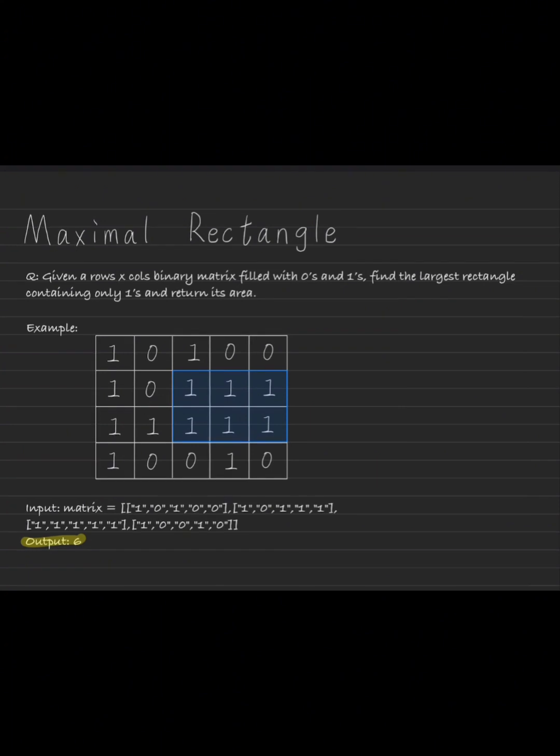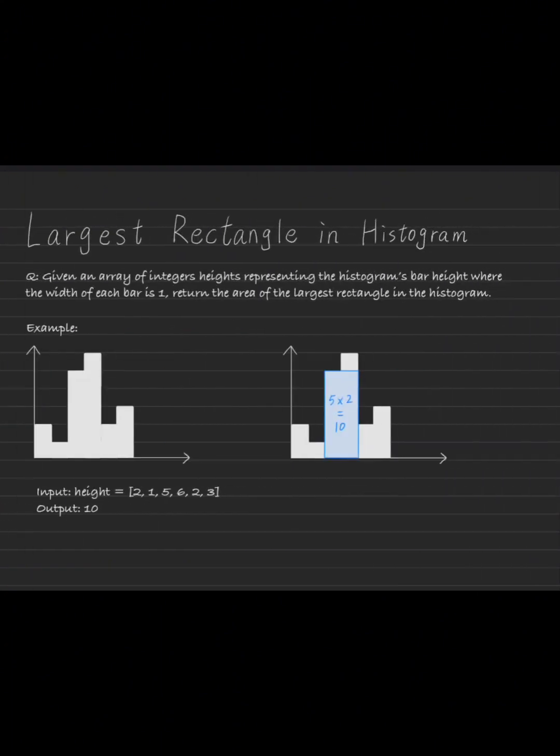To solve this problem, it's very useful if we look at another similar LeetCode problem, the largest rectangle in histogram. The question is, given an array of integer heights representing the histogram's bar heights, where the width of each bar is 1, return the area of the largest rectangle in the histogram. In the example below, the largest rectangle is the bar height of 5 spanning 2 bars, so 5 times 2 equals 10. Let's stare at the diagrams a bit and try to focus on breaking the problem into smaller parts.